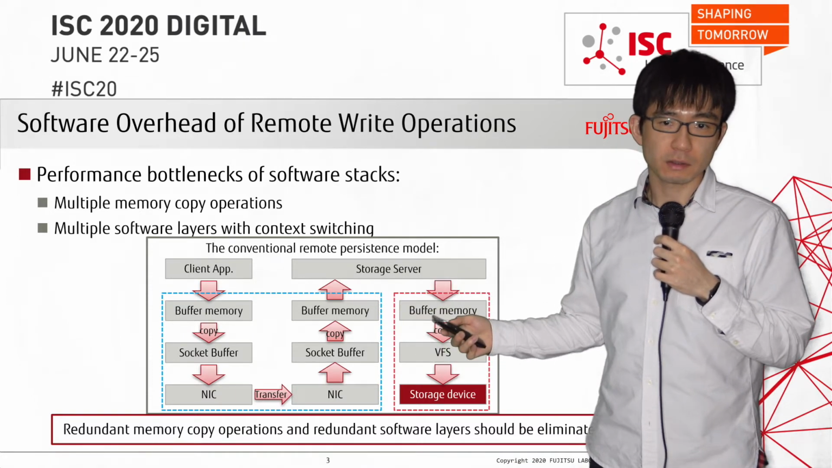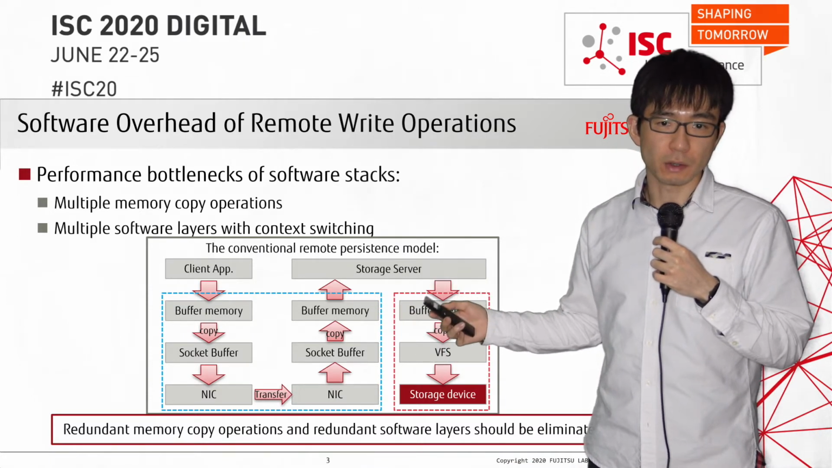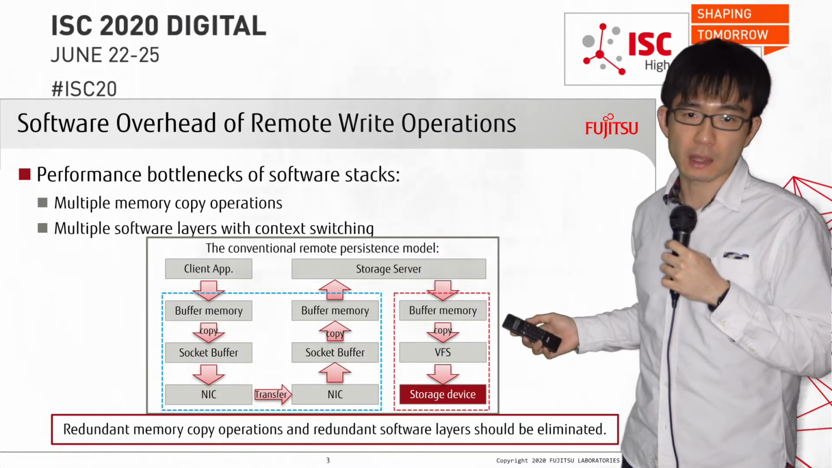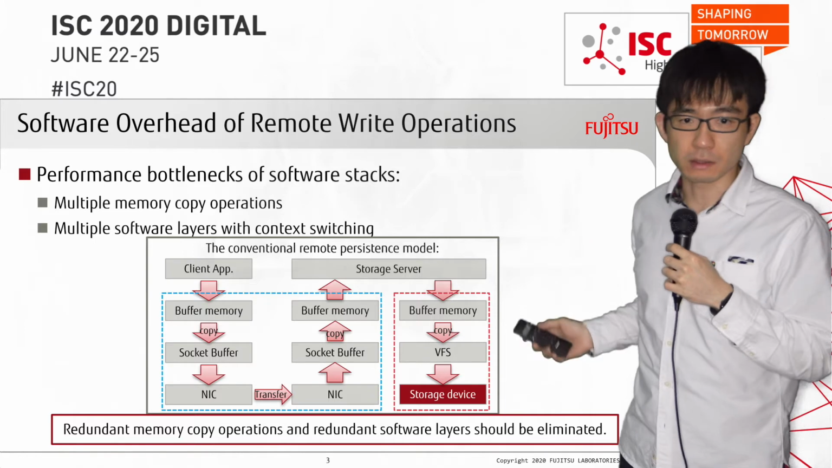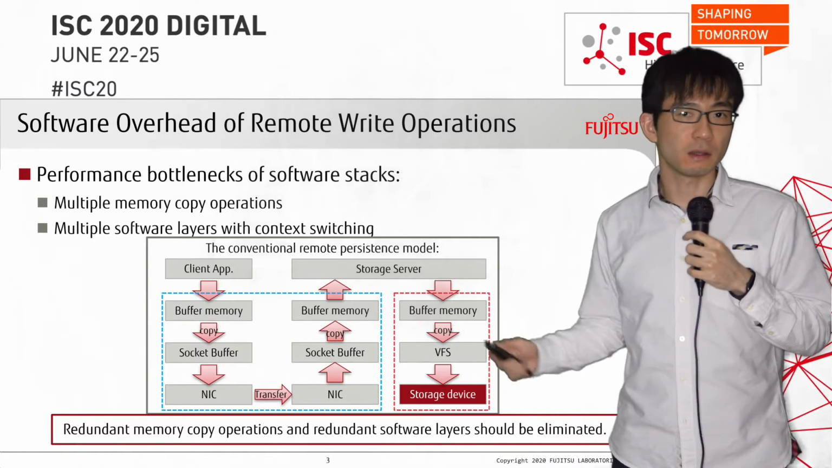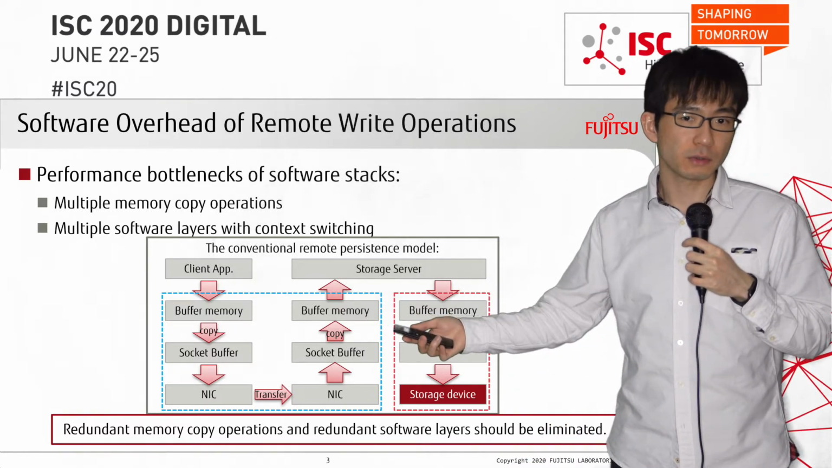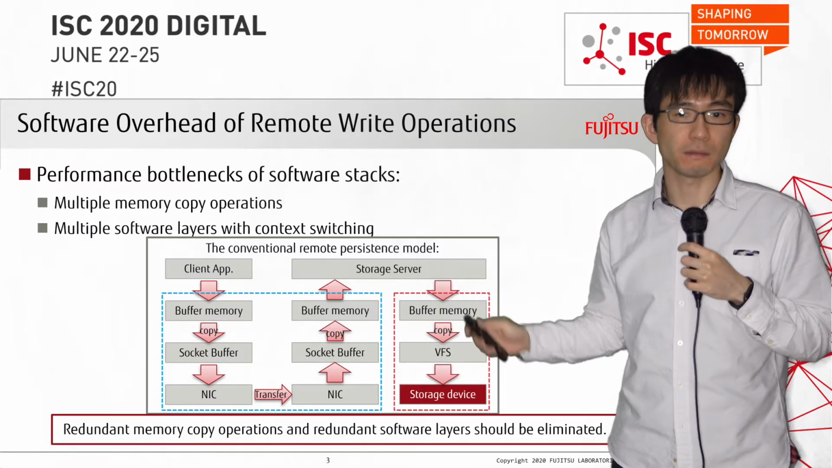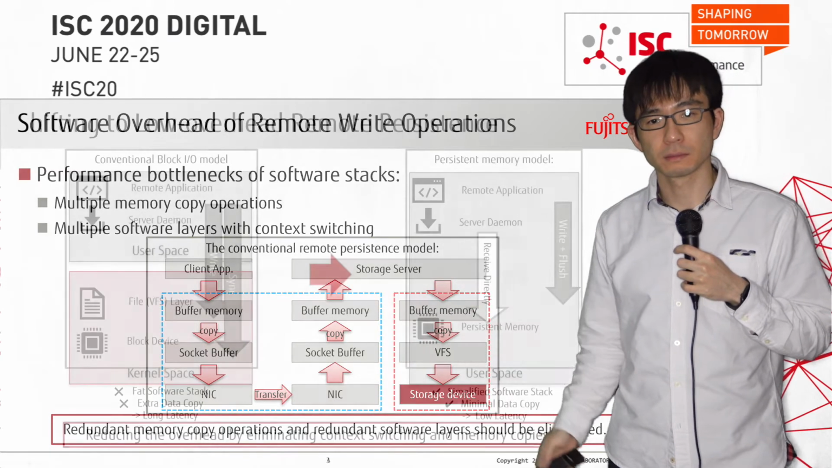Similar things will happen on the remote node, and finally, the data will be written to the storage device through the VFS layer. As you can see, there are redundant memory copy operations and redundant software layers. This should be eliminated for better performance.